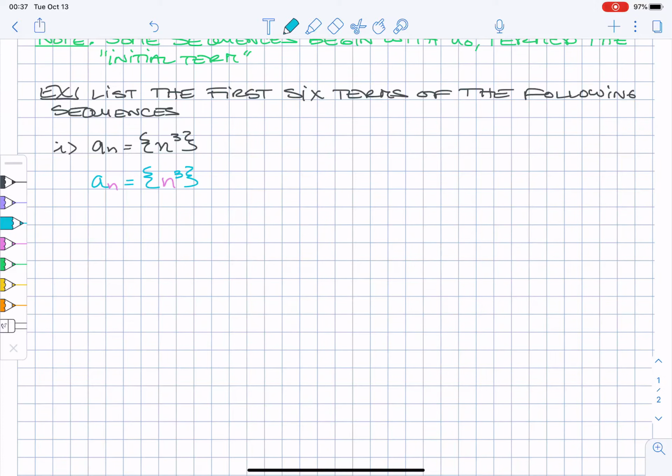So what that means is that the first term will be 1 cubed. The second term will be 2 cubed. The third term will be 3 cubed. The fourth term will be 4 cubed. The fifth term will be 5 cubed. And the sixth term, of course, will be 6 cubed.